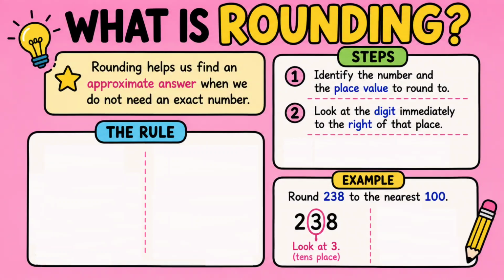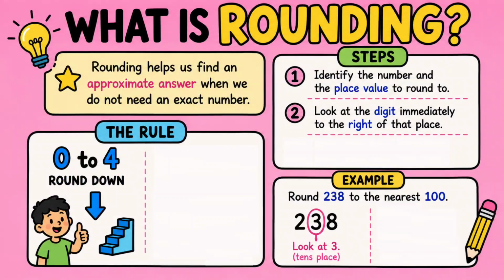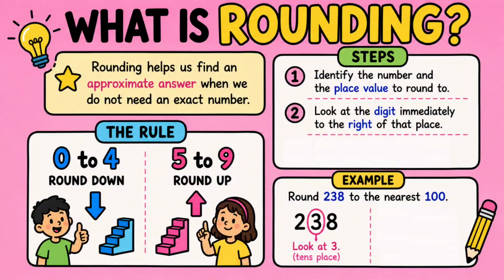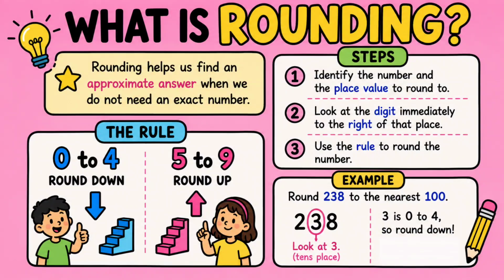Remember our simple rule: 0 to 4, round down. 5 to 9, round up. This rule helps us choose the nearest number quickly and correctly.